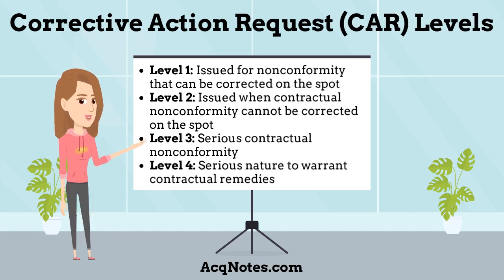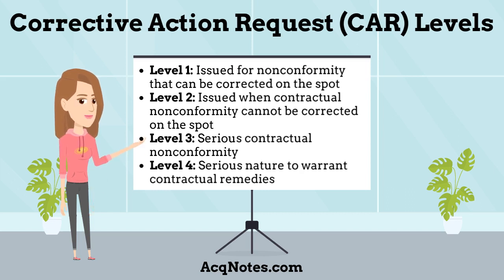There are typically 4 levels of corrective action requests. Each level depends on the severity of the nonconformity and the level of supplier management visibility required to adequately address corrective actions. The levels are: Level 1, issued for nonconformity that can be corrected on the spot and where no further corrective action response is necessary. Level 1 CARs shall be documented and issued to the supplier management level responsible for taking corrective actions.